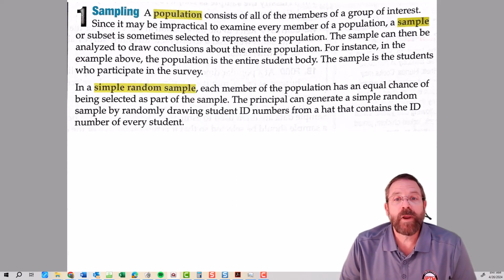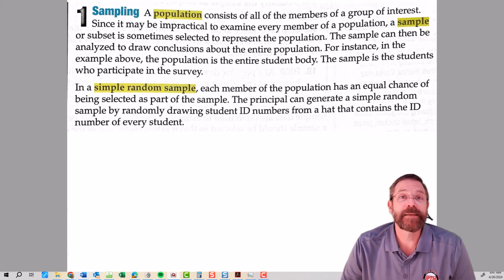A simple random sample is where each member of the population has an equal chance of being selected as part of the sample. For example, going back to the concept of a survey in the school, a principal can generate a simple random sample by randomly drawing student ID numbers from a hat that contains the ID numbers of every student in the school.